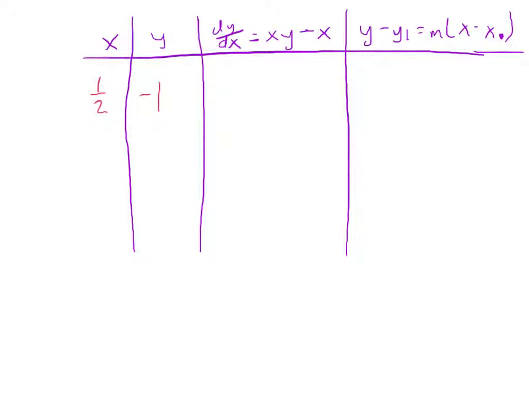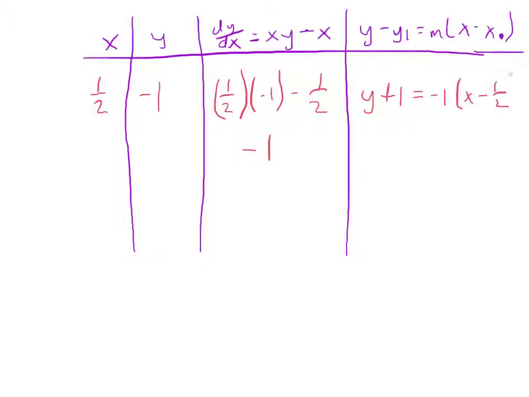So the next thing we would do is solve for the slope of this new tangent line, and given the new point 1/2 comma -1, the slope would equal 1/2 times -1 minus 1/2, which simplified would give us -1. So our tangent line equation at this point with slope of -1 would end up being y plus 1 is equal to -1 times x minus 1/2.